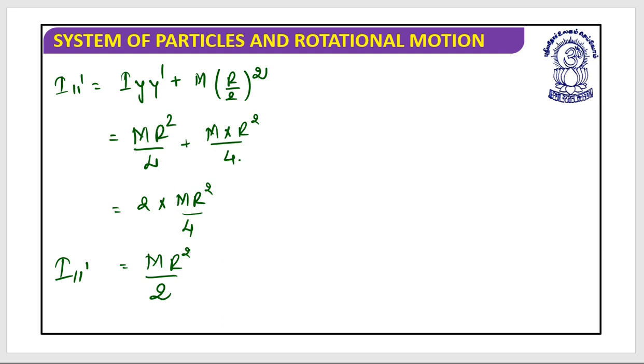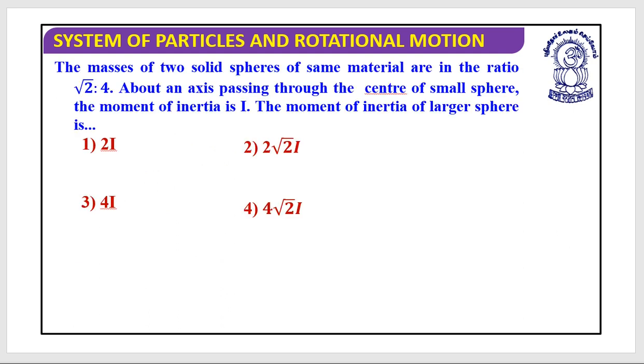Did you get this? Great. Let's look at this question. It says that the masses of two solid spheres of the same material, so their density is the same, are in the ratio of root 2 is to 4. About an axis passing through the center of the smaller sphere, the moment of inertia is I. The moment of inertia of the larger sphere is? So how will you do this? What can be done for this?